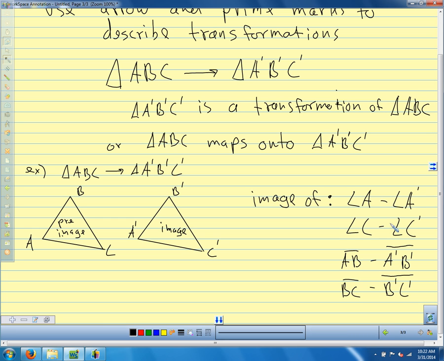All right, so now we have an idea of what we're talking about when we talk about transformations, how we write them, what they mean, image, pre-image, our arrow, and our prime notation. So let's talk about a little more detail about a translation. How do we describe a translation using math?